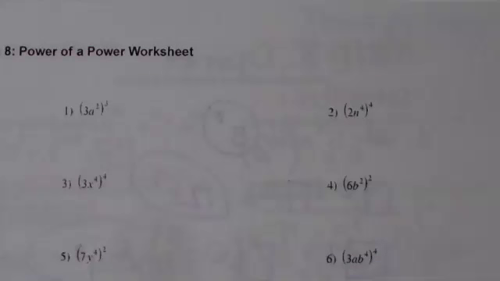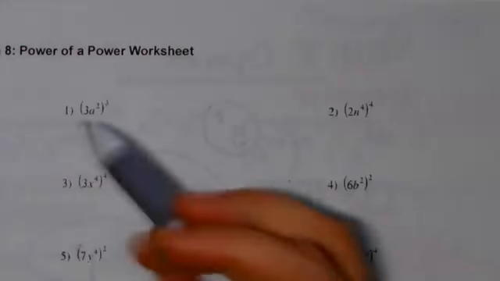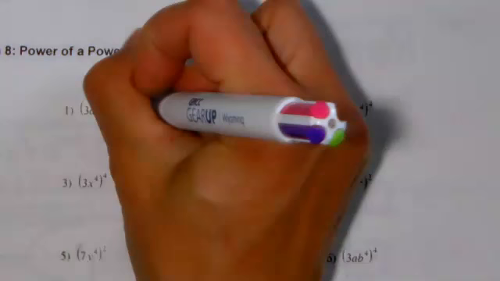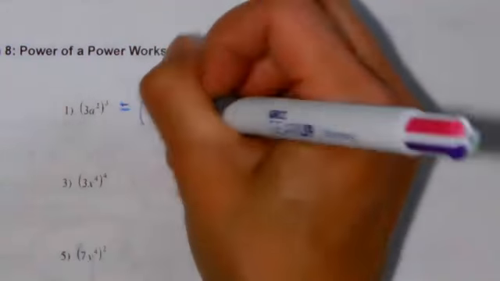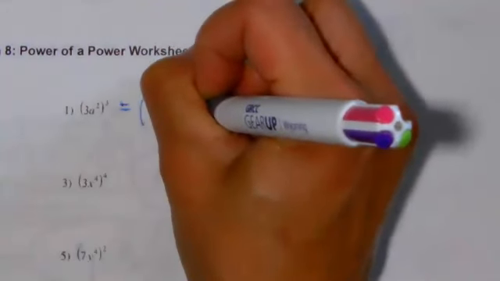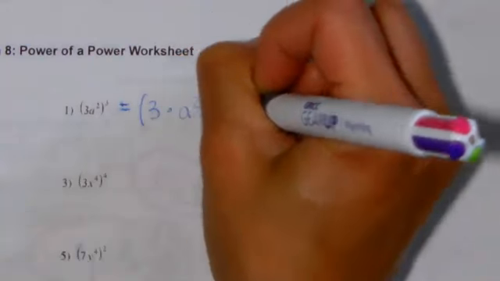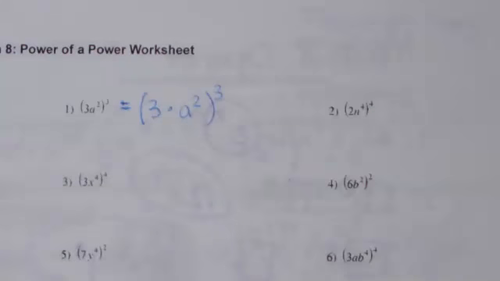Okay. On number 1, we have 3a squared to the 3rd power, okay? And so the best bet for you on this assignment is to write these out separately first, okay? So this really is equal to, in parentheses, 3 times a squared, and then on the outside is a 3. Is there a missing exponent? Yes. On the 3, there should be a 1, right?